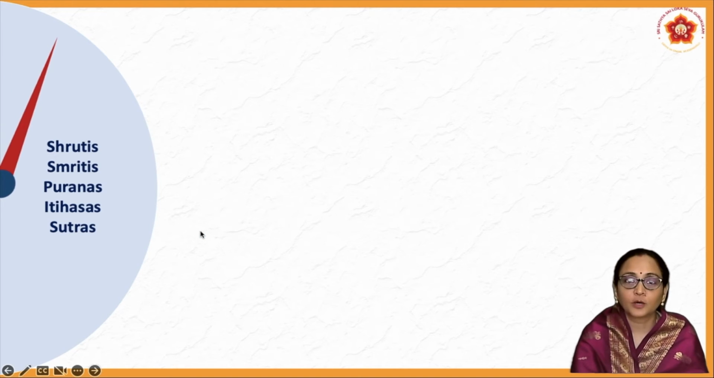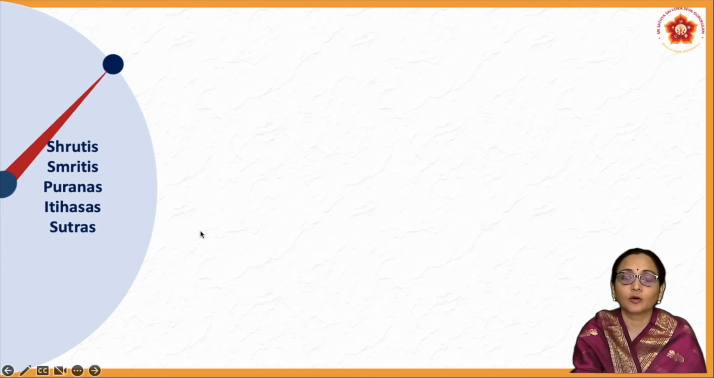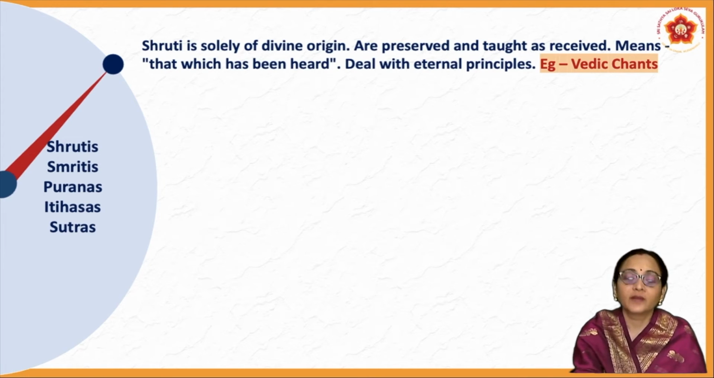We will be touching upon the sutras later. Shruti is solely of divine origin. Vedic chants come under this category, Shruti. They are preserved and taught as they are received. The word Shruti literally means that which has been heard. They deal with the eternal principles.